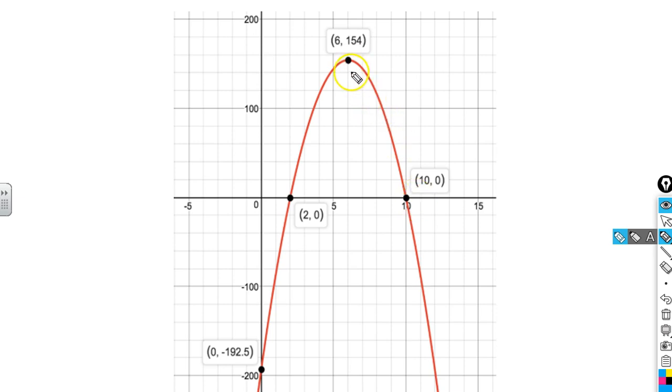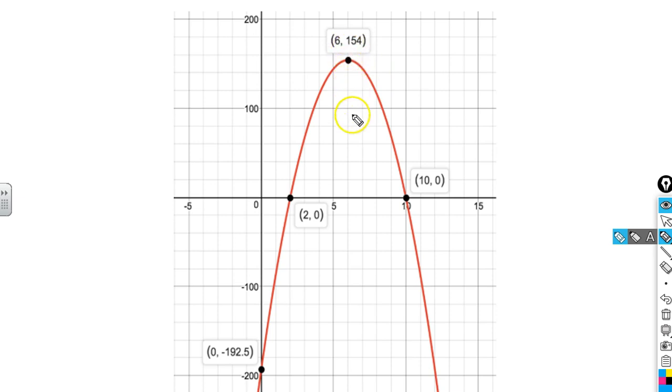We can see that our maximum is here. This is our vertex, and it's represented by the point (6, 154), which in the context of this story tells us that if each of the hats cost $6, then they would expect to make a profit of $15,400.